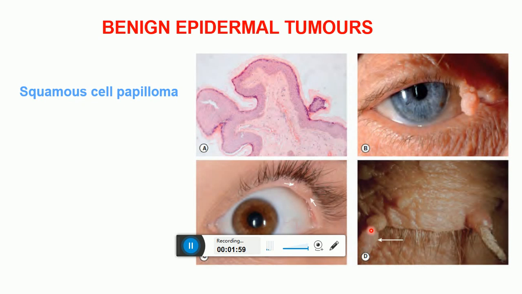The incidence increases with age. Some cases result from human papillomavirus infection. Treatment usually involves simple excision, but other options include cryotherapy and laser or chemical ablation. So this is squamous cell papilloma.